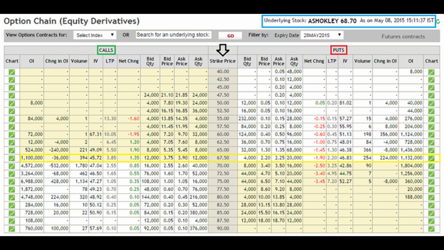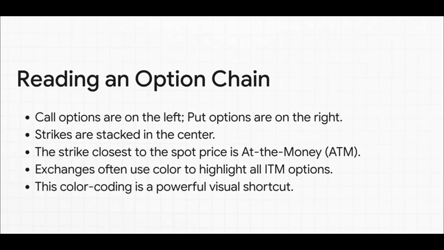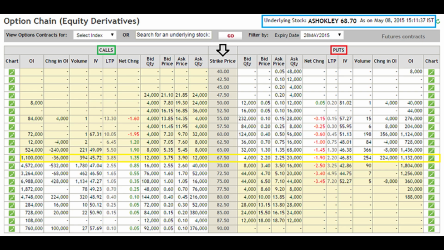And see that highlighted one, 67.5? That's the exchange telling us, hey, this is the at-the-money strike right now. Now, look a little closer. See that pale yellow background color? That is your best friend. It's a fantastic visual shortcut that the exchange gives us. Any option you see with that shaded background is in the money. You don't even need to do the math in your head.